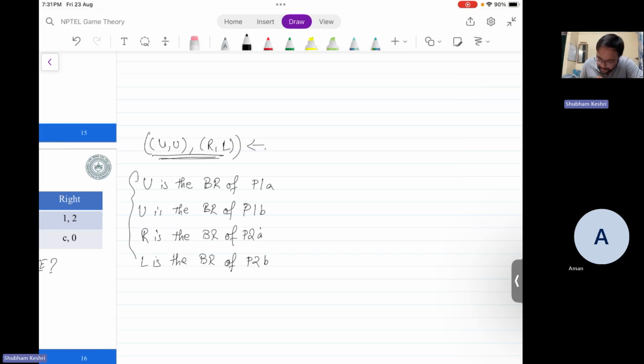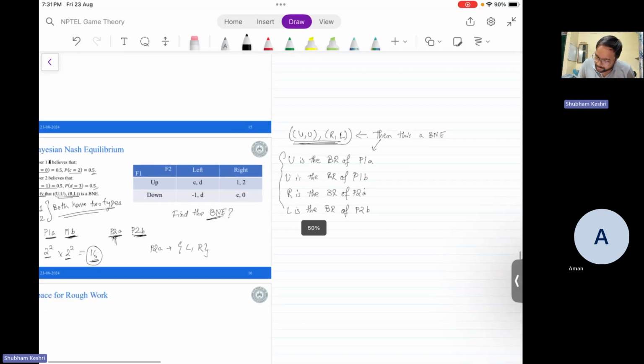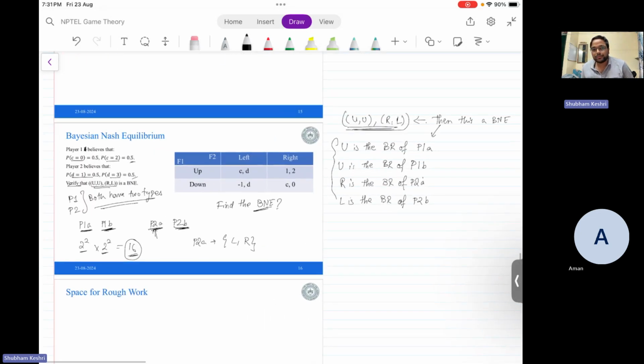So if you show this, then you will be able to show that this is a Bayesian Nash equilibrium. When you show these four, then only you will be able to show that this strategy set is a Bayesian Nash equilibrium. All right. So that is the question. For this question, you have to show that these four are actually best responses for each type of the players.